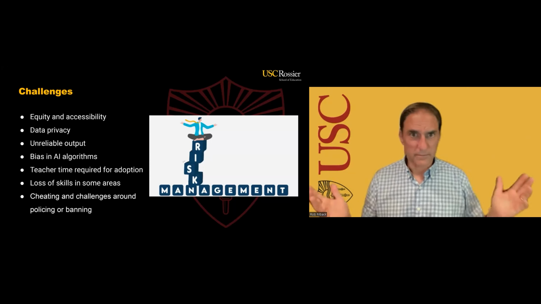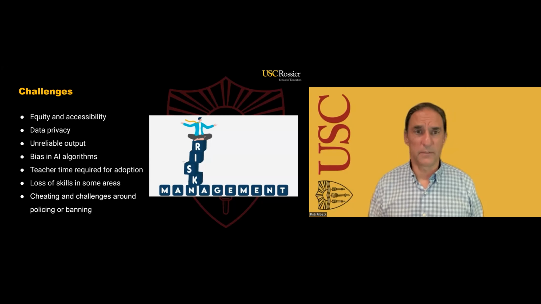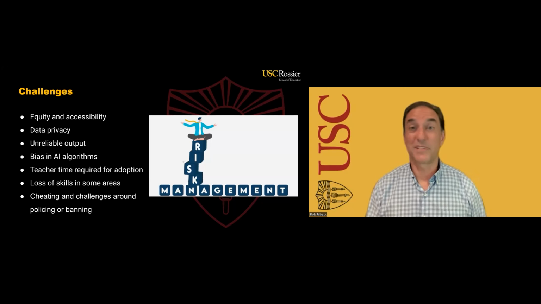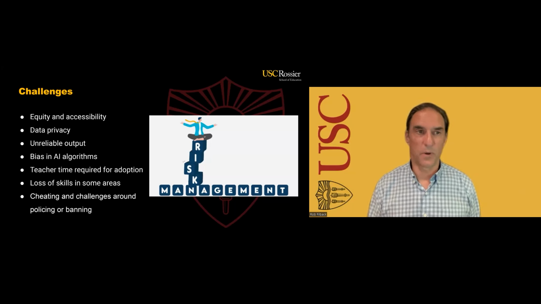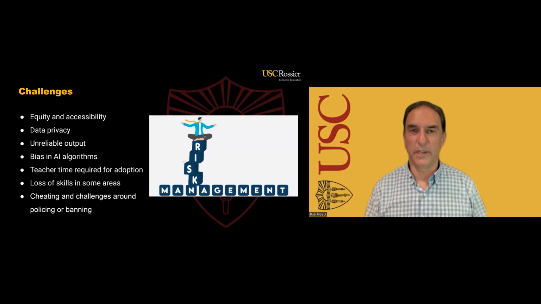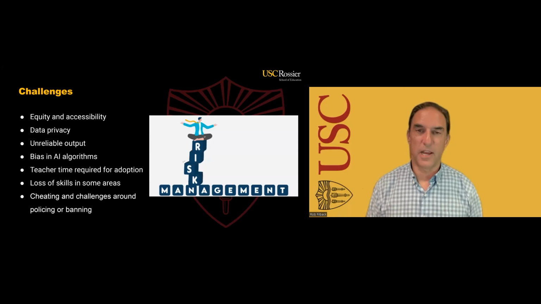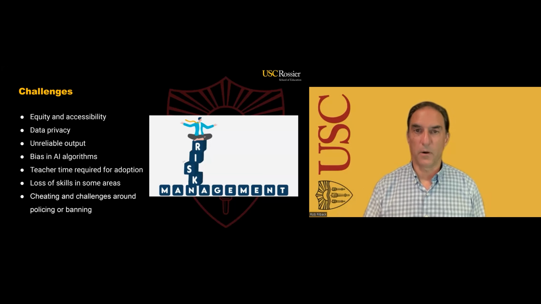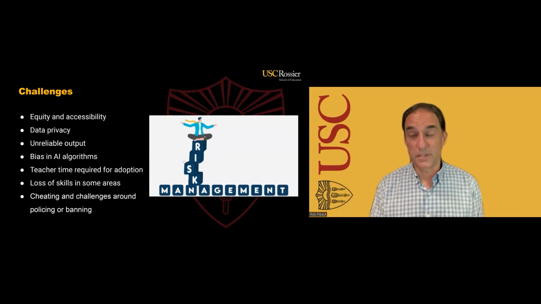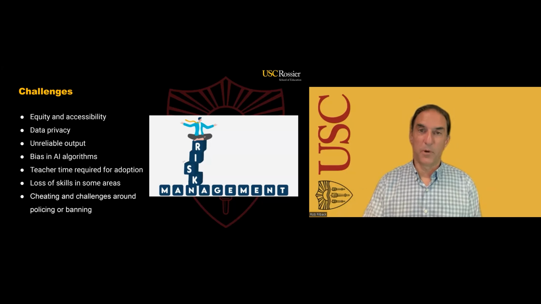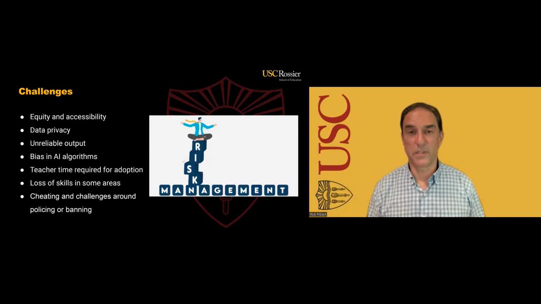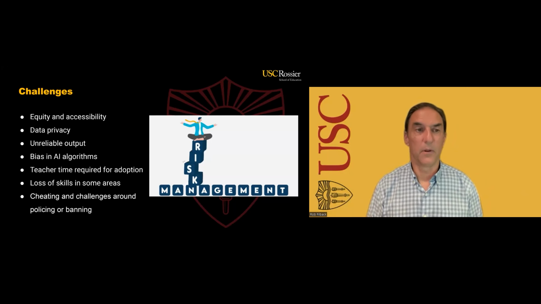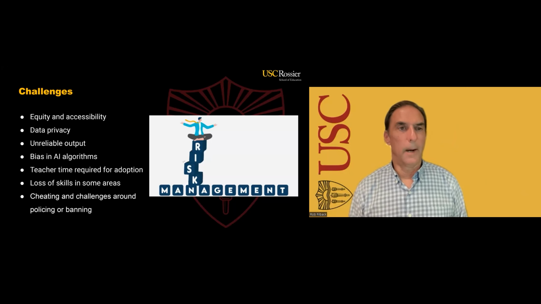Equity. Are these tools accessible to everyone? Well, sometimes there's a free version, but sometimes there's a paid version that's really a lot better. And who can afford that? Data privacy. We saw in Italy an entire country turn off its access to ChatGPT because there was some fear around data being shared, some prompts that someone had put in and the output turned up in another person's feed. And so an entire country said, look, we're not going to do that until we figure this out. Data privacy is a concern.